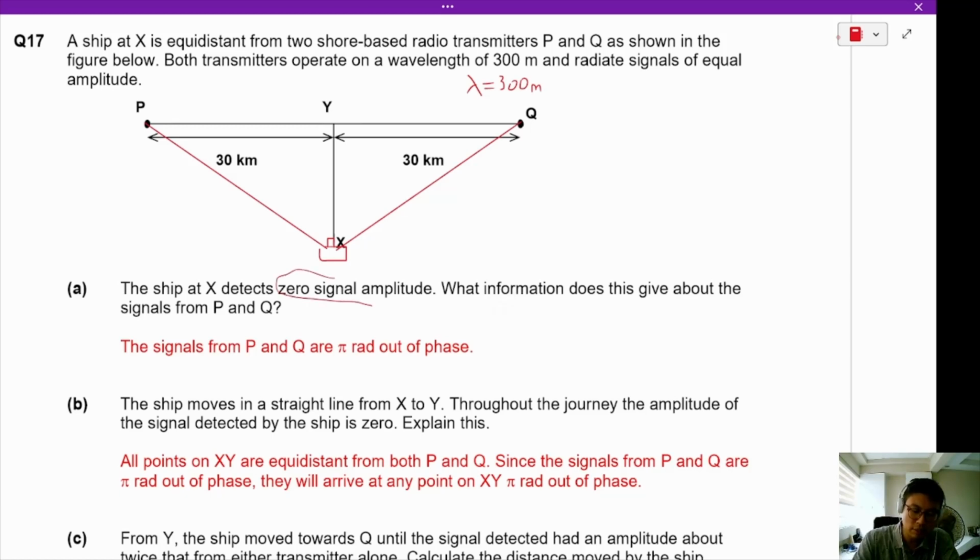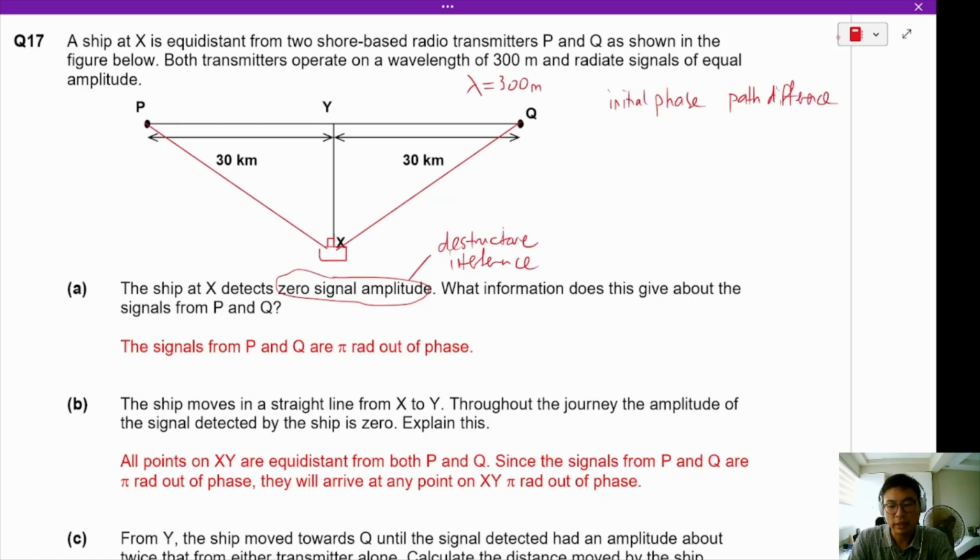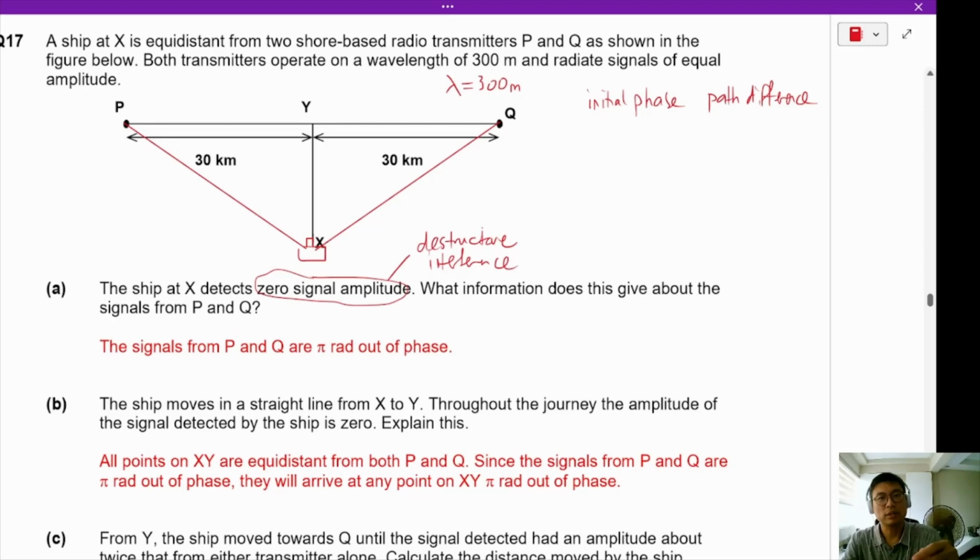Now, when you detect 0 signal amplitude, it means that destructive interference has taken place. What information does this give about the signals from P and Q? So remember that whether destructive or constructive interference takes place depends on two factors: the initial phase and the path difference. In this case, the destructive interference occurs even though the path difference is 0.